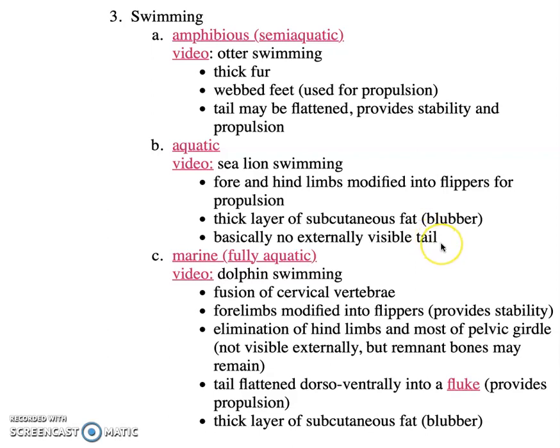And then they have just a little tiny nub of a tail. They don't use their tail for propulsion or for stability like the amphibious species do. So they're using their flippers, front and hind limbs, for moving in the water, for steering, for everything they need to control in the water. So I'm going to start the video now, and you can look for all those different characteristics.